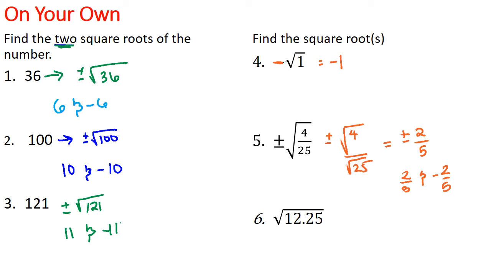Now, as we look at this last one right here, we're looking for the square root of 12.25. So I don't have that one off the top of my head, but we can plug the square root of 12.25 into our calculator and see that that is going to be 3.5. So we're going to be 3.5, because 3.5 times 3.5 will give us 12.25.